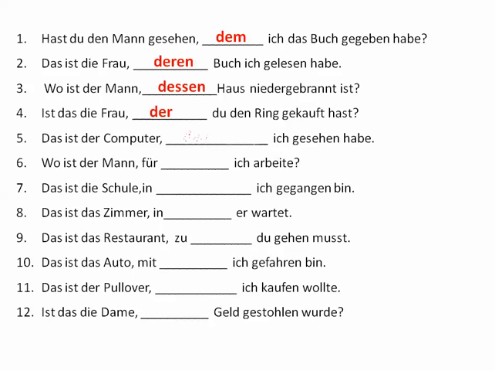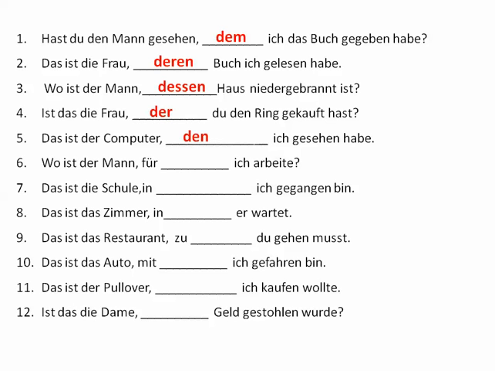Das ist der Computer, den ich gesehen habe. In this case, our relative pronoun is accusative because in the second sentence, if we put it in its original order, ich habe den Computer gesehen, then you know that it is the direct object, therefore accusative, and in the accusative, der changes to den, die and das stay the same.